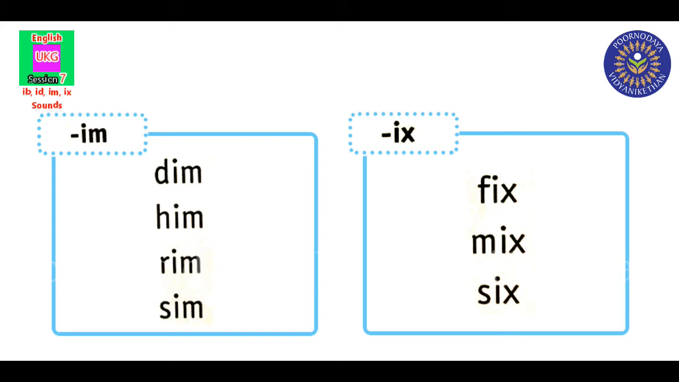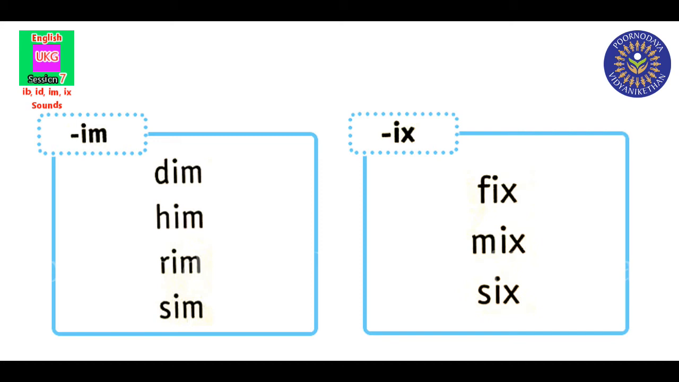Now look here. See the first box. Can you see the first box? D I M. Dim. And what is the sound here? Im sound. H I M. Him. And what is the sound here? Im sound. H I M. Him. Im sound.